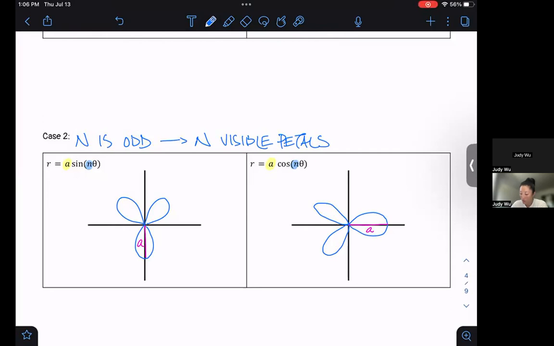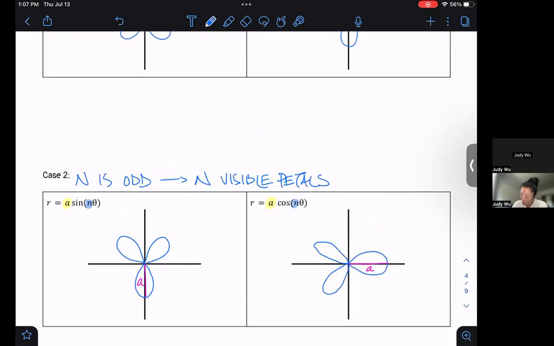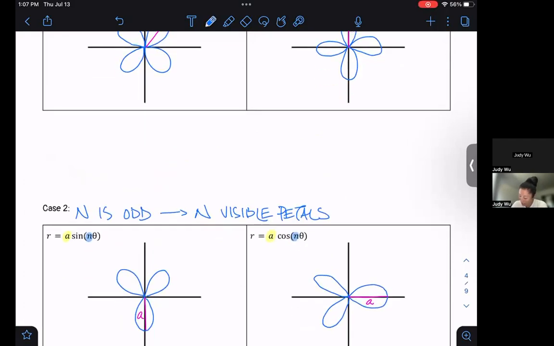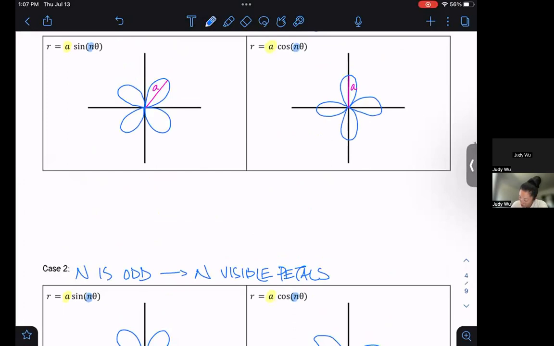But as it turns out, even though we only see 3, there's actually 6 petals here. In fact, we see 1, 2, 3, and then the next 3 are right on top of the first 3. So we actually have 6 petals here, and we have 6 petals here. We just can't see them all because half of them are exactly on top of the other half. Okay.